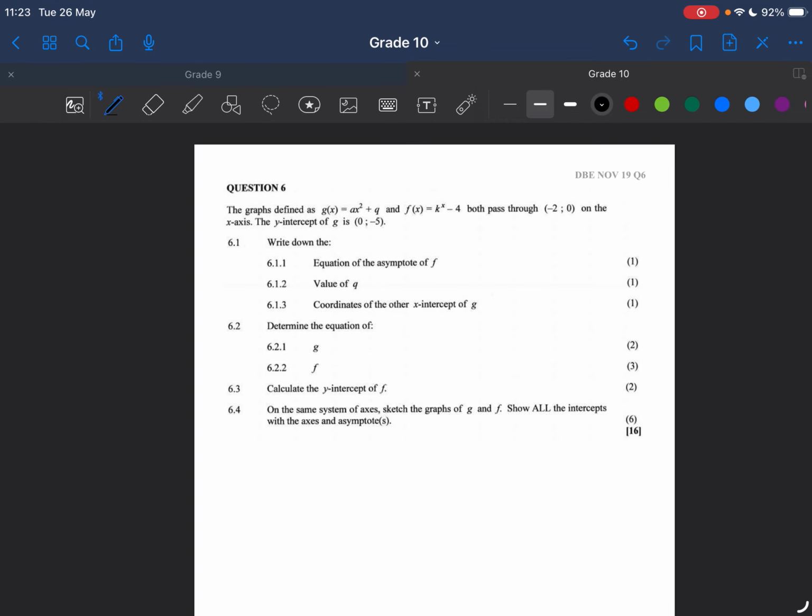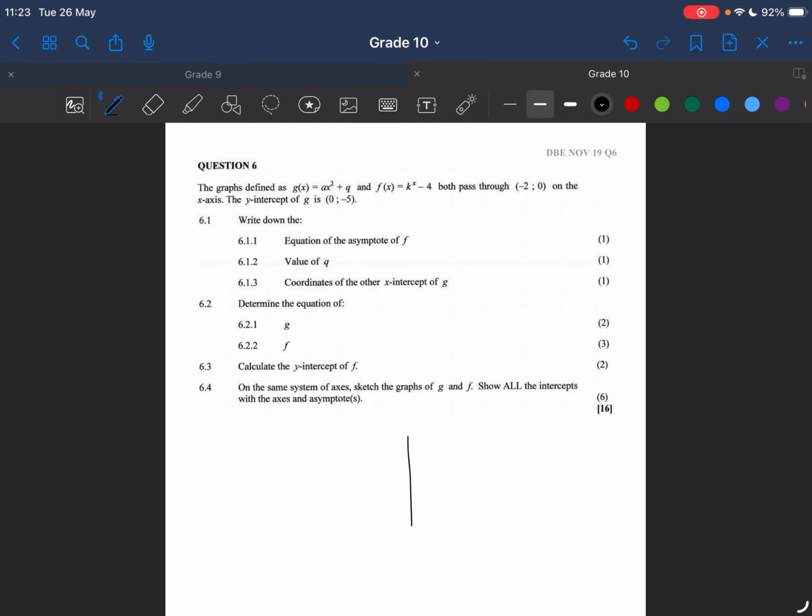Now they're asking for the coordinates of the other x-intercept of g. So we remember that g is a parabola, okay? If you just had to understand it, I'm not too sure if it's a smiley face or sad face at this point, but we could just imagine it as a smiley face just to understand what's happening. Okay, so there's a parabola, and they say that both graphs pass through the point -2 and 0. So here's -2 and 0. It's an x-intercept, right? And then they said that the y-intercept is 0 and -5. Okay, so it is going to be a smiley face.